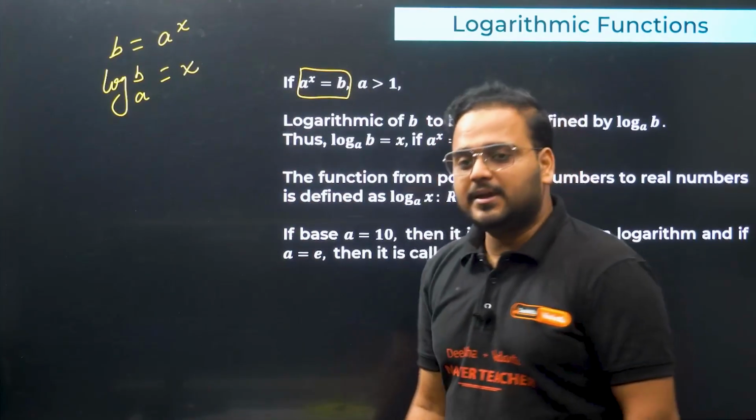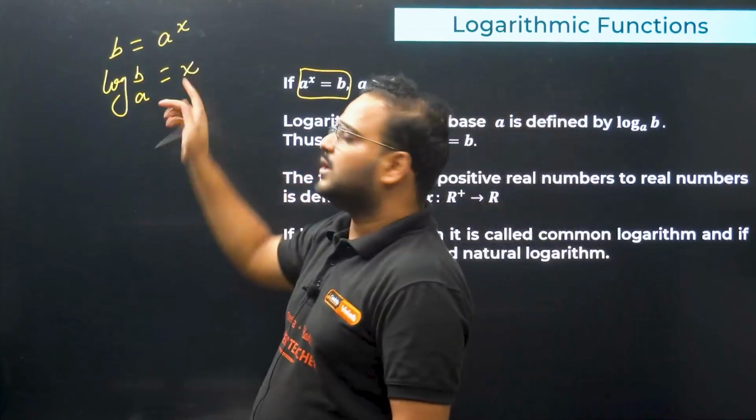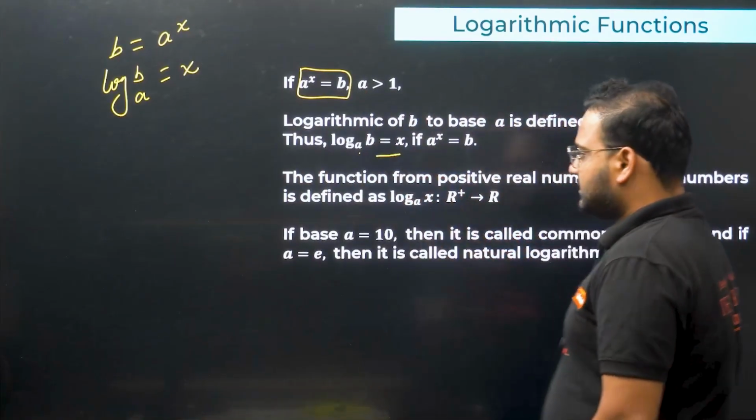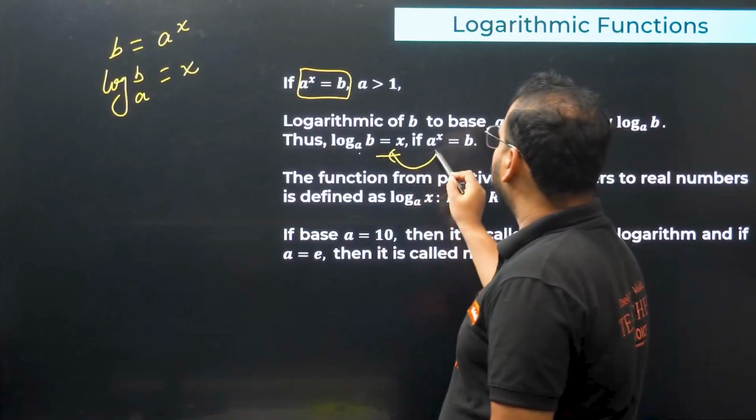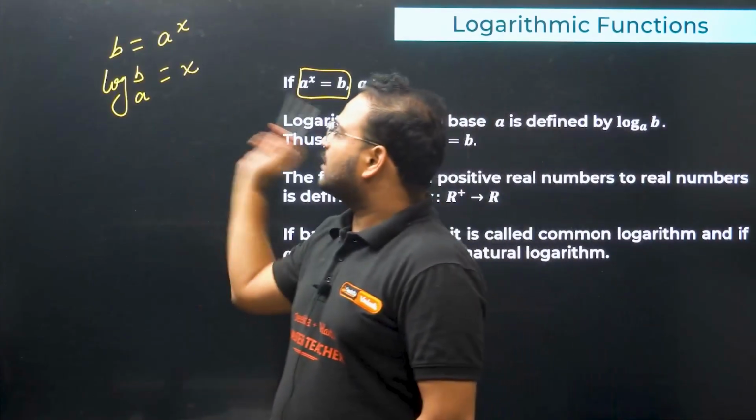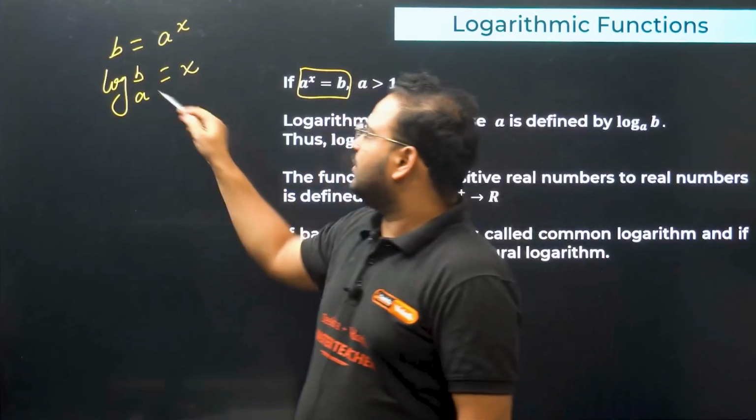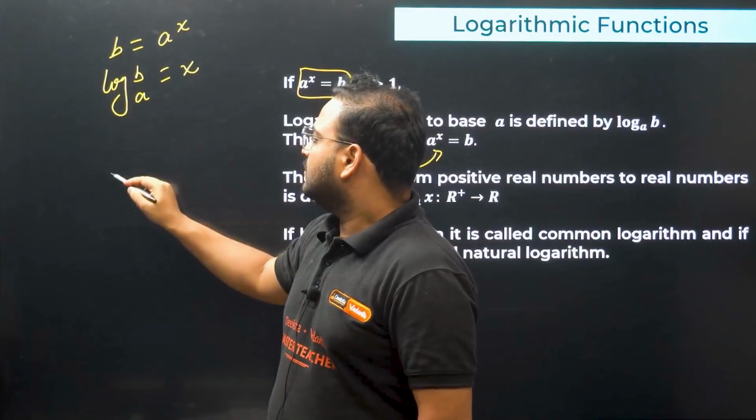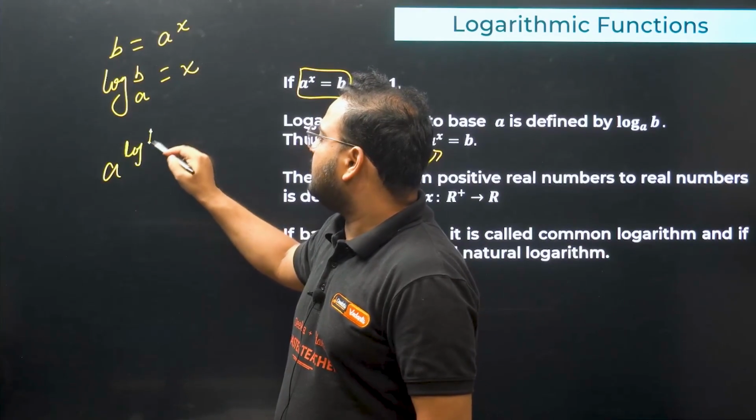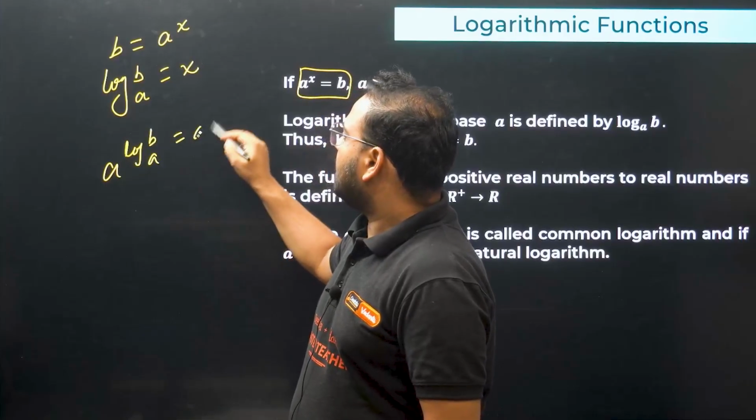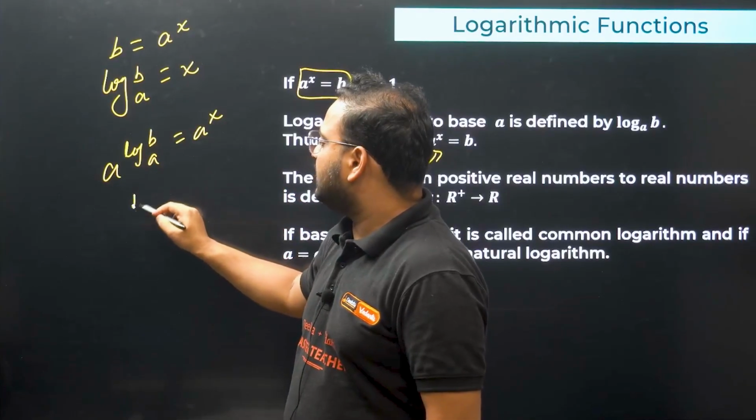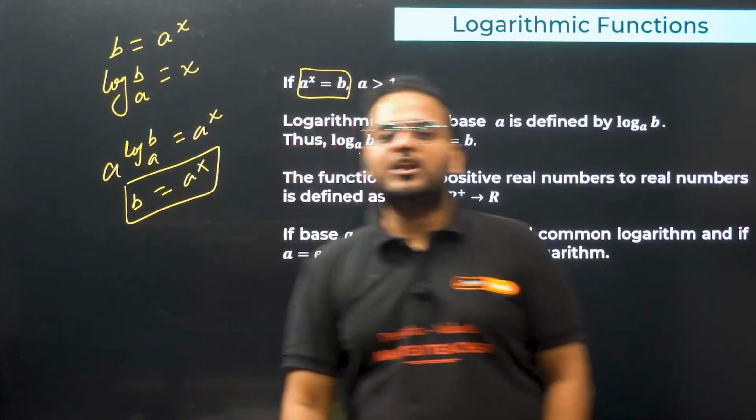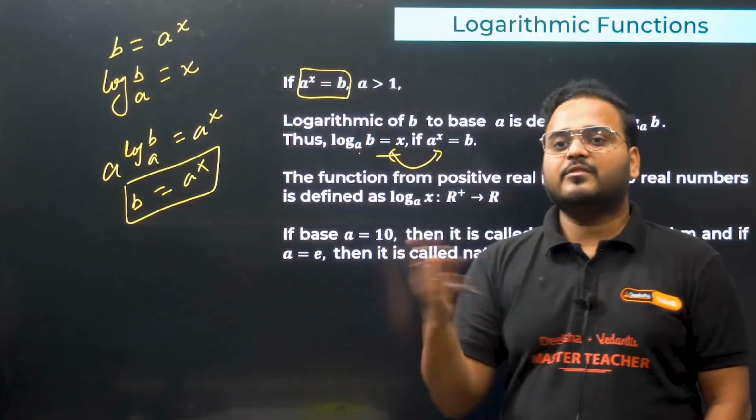So log of b, how do we read it? Log of b with the base a is equal to x. Please check. Log of b with the base a equals x. These two are actually inverse of each other. If you take the exponential over here, let's say with base a, both sides become a^(log_a b) = a^x. This will get cancelled, and you'll have simply b left. So you can interchange between the exponential and logarithmic function, because they are inverse of each other.